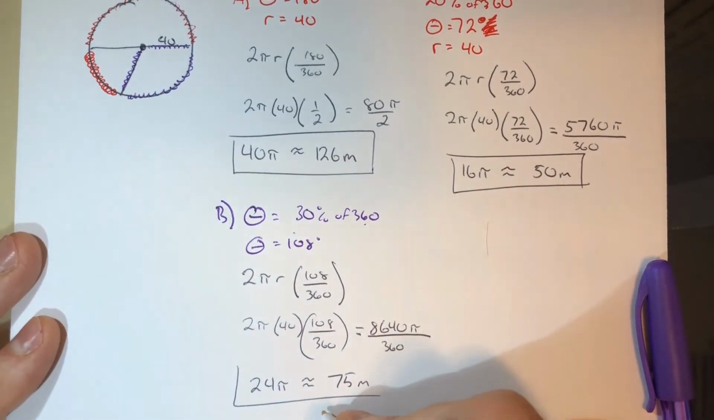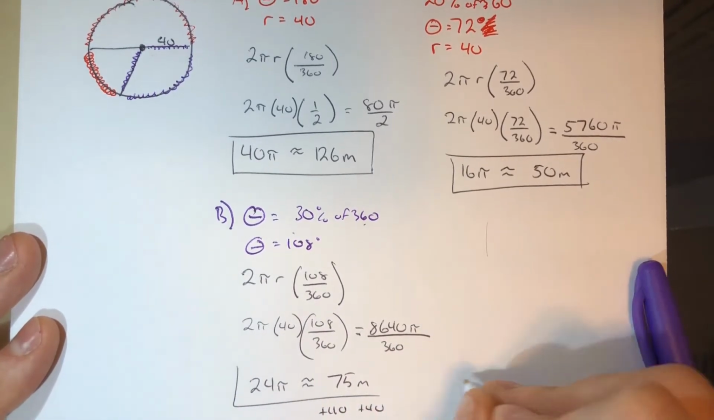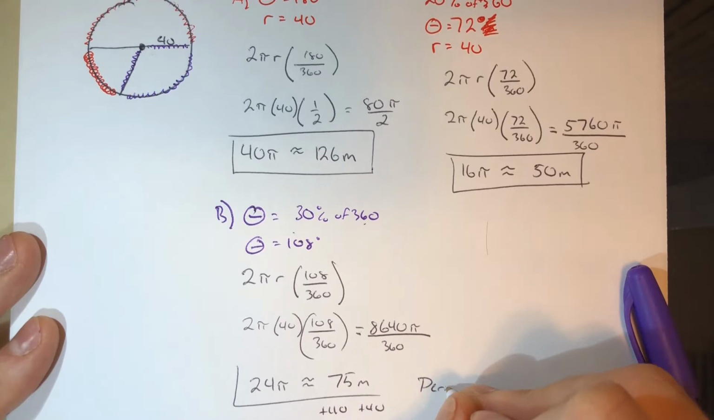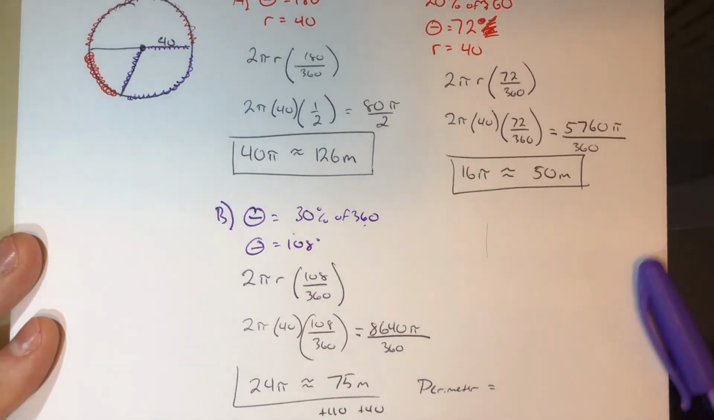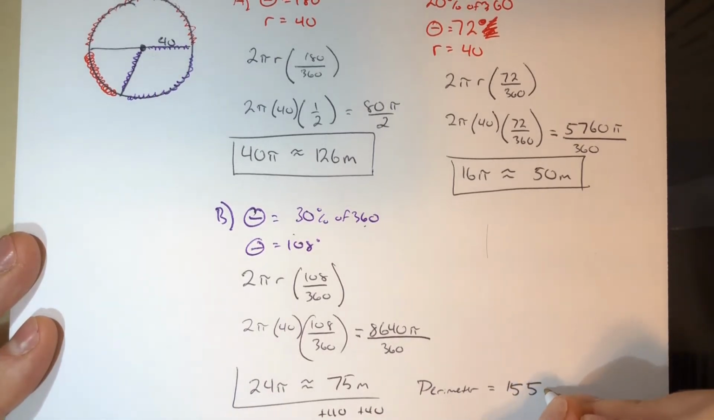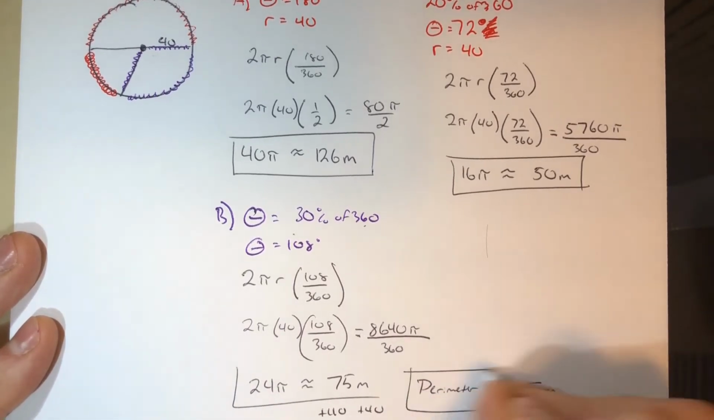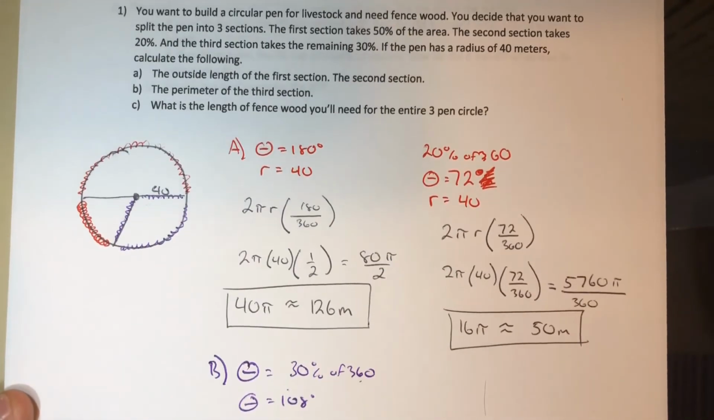So I'm going to have to add 40 and 40, which is going to bring my grand total, so my perimeter is equal to 75 plus 40 plus 40, or 155 meters. Awesome. Okay. Now let's scroll up.